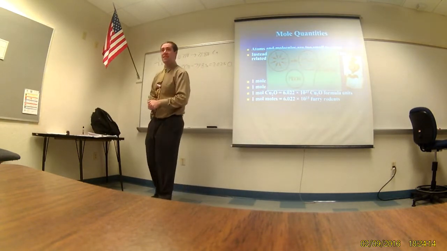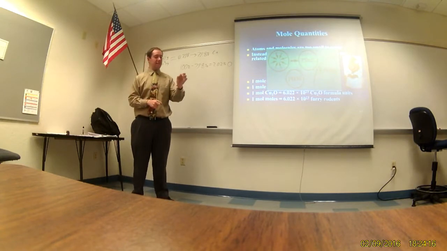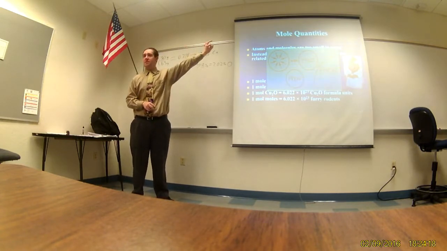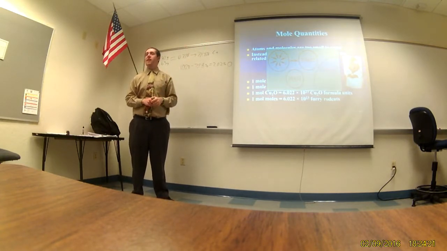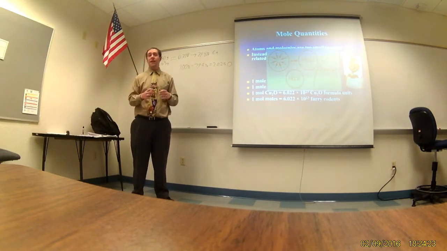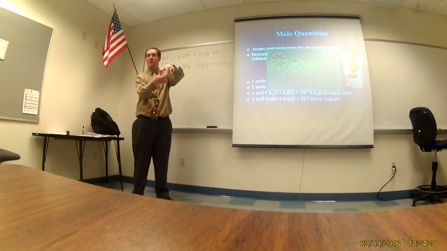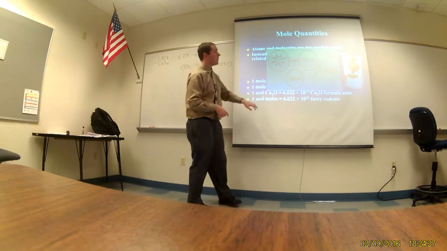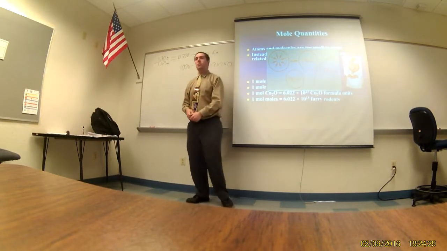So you can imagine, a mole of atoms is probably going to be about that big. That gives you an idea of the scale, right? A mole is not that big. A mole is about that big. But when you got 6.022 times 10 to the 23rd of them, it equals the moon.